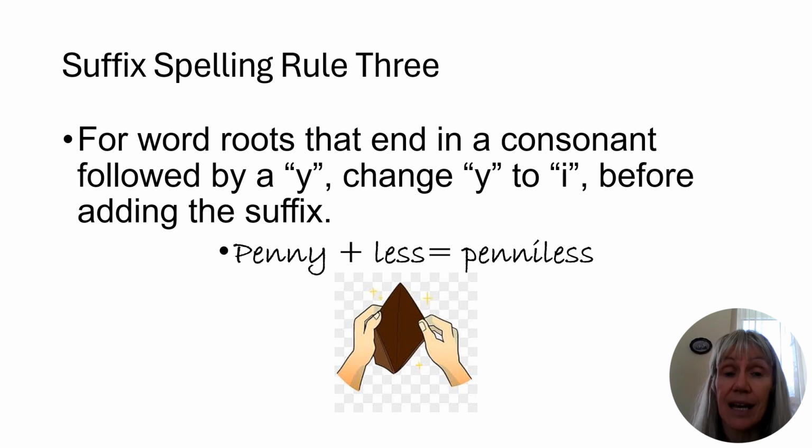So we're now on suffix spelling rule 3, the third rule for spelling suffixes. For word roots that end in a consonant followed by a Y, we change the Y to I before adding the suffix. So we have a word root that ends in a consonant, then it is followed by a Y. So let's look at this example. Penny, P-E-N-N-Y. It ends in the N consonant followed by a Y.